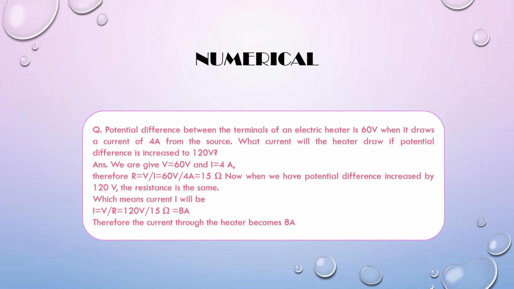You get that to be 15 ohm. Now, when you increase your potential difference, your resistance is the same, which means your current will be 120 by 15, that is 8 ampere.